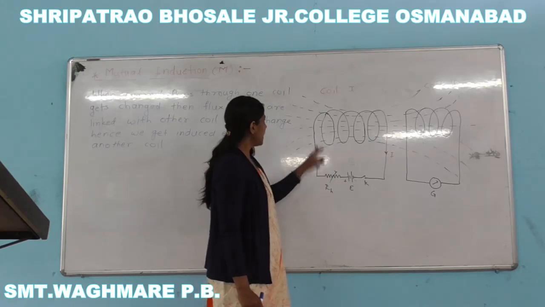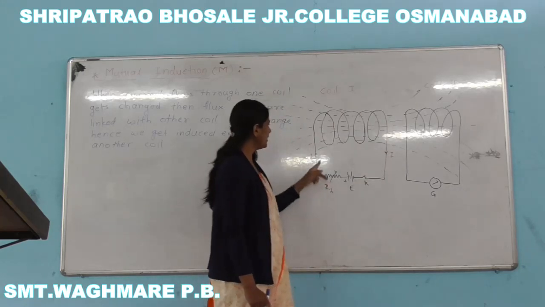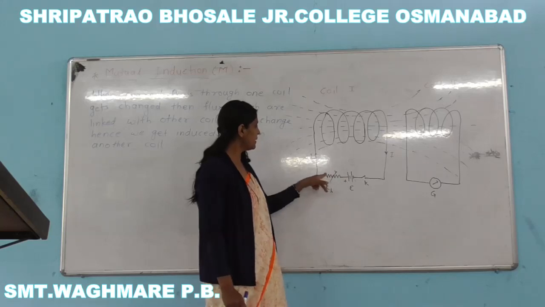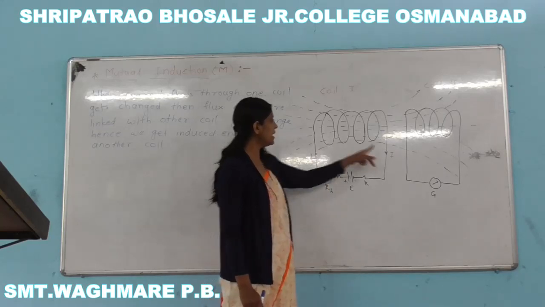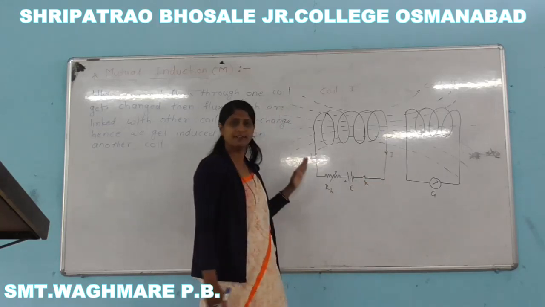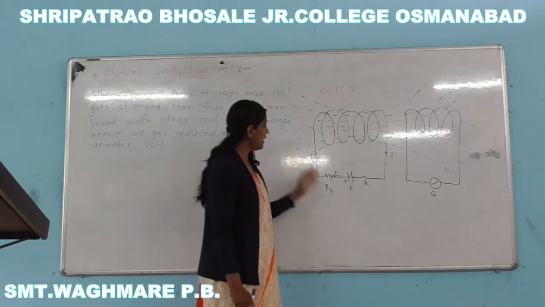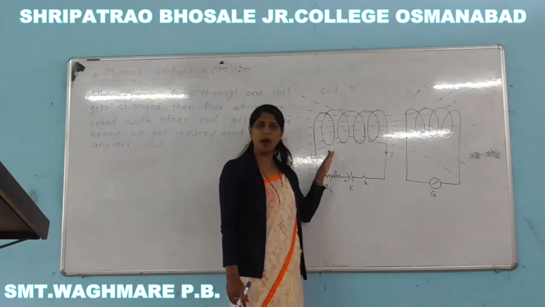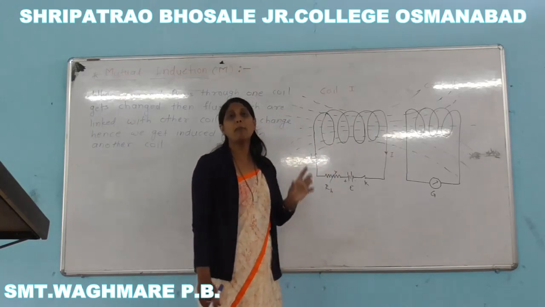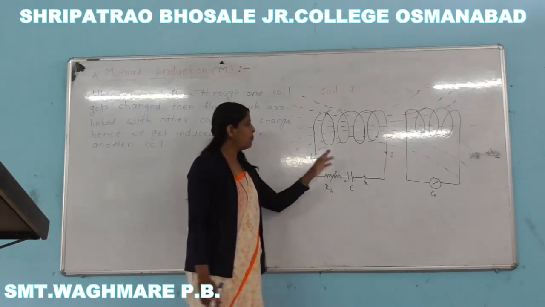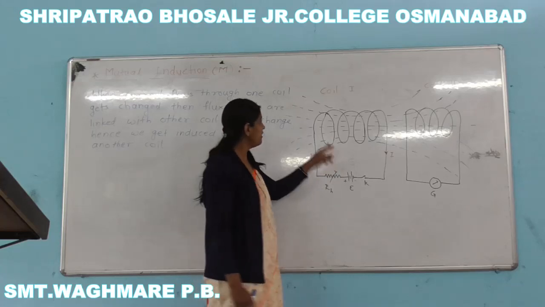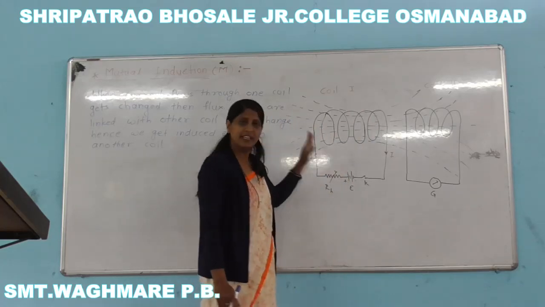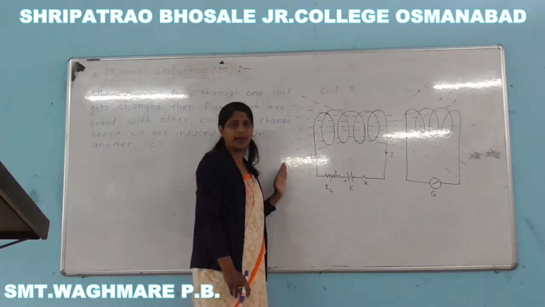Now this will be the direction of current which flows through this coil. This is the positive terminal, and therefore this will be the direction of current in the first coil. When a steady current I flows through this first coil, a magnetic field develops surrounding this coil.